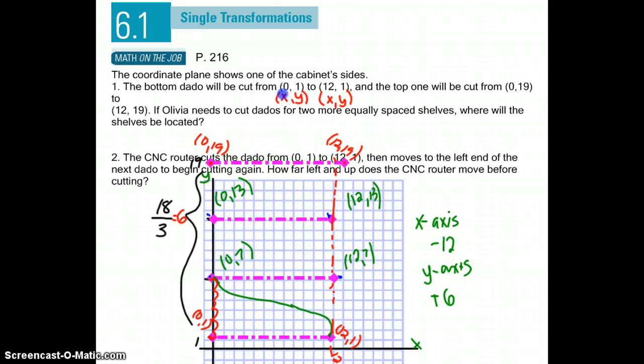Question 2 says, if you went through your first cut and ended up right here, then you need to get all the way back to your starting point of your next cut. How far would you have to move? So how far left and how far up? So you'd need to move 12 left and then 6 up to get back to that starting point. So that's what is written here.